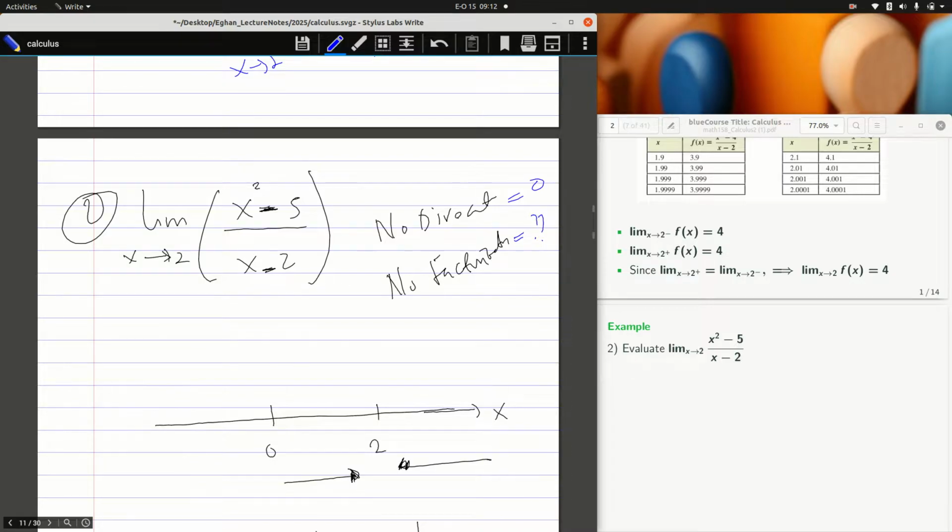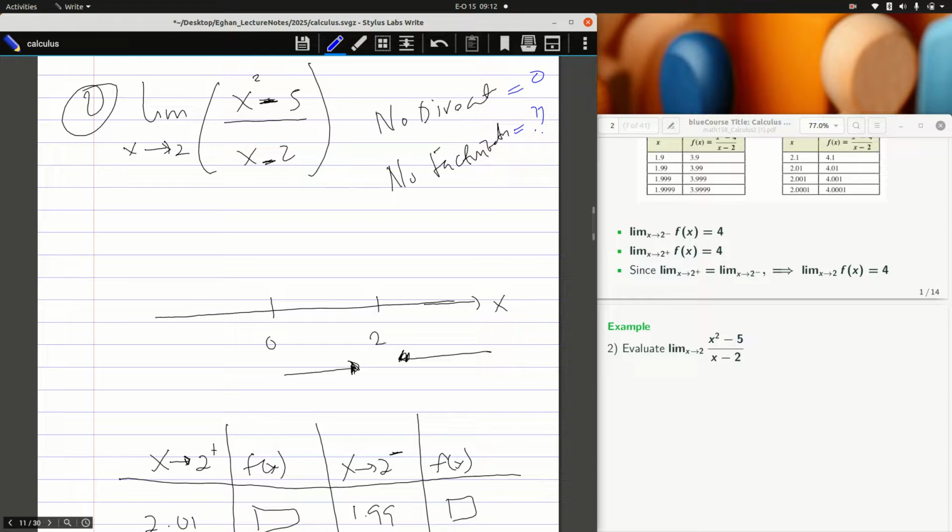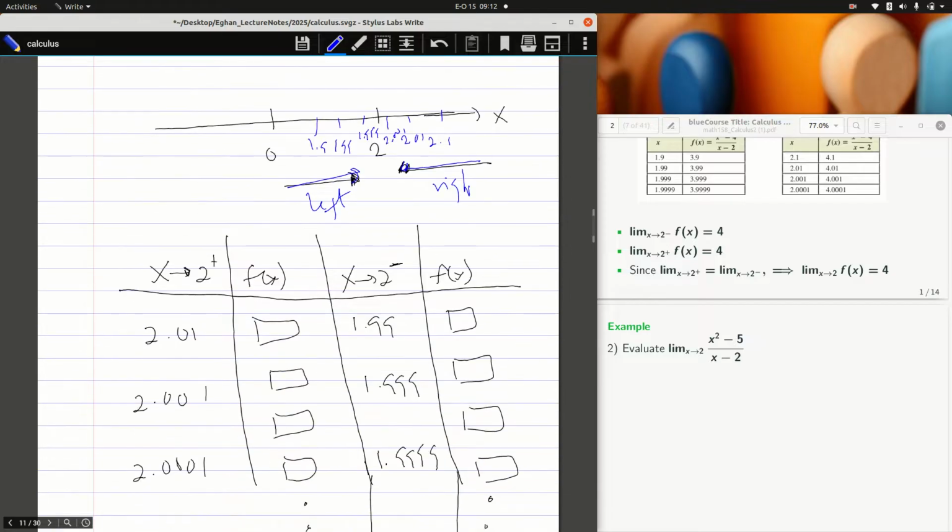In the same approach, I want to look at values close to 2 from the left side of 2, and values close to 2 from the right side of 2. If I start from 2.1, I have 2.01, 2.001. If I pick 1.9 here, I have 1.99, 1.999. They are all closer to 2. So just from the first example, I wouldn't take any extra values.